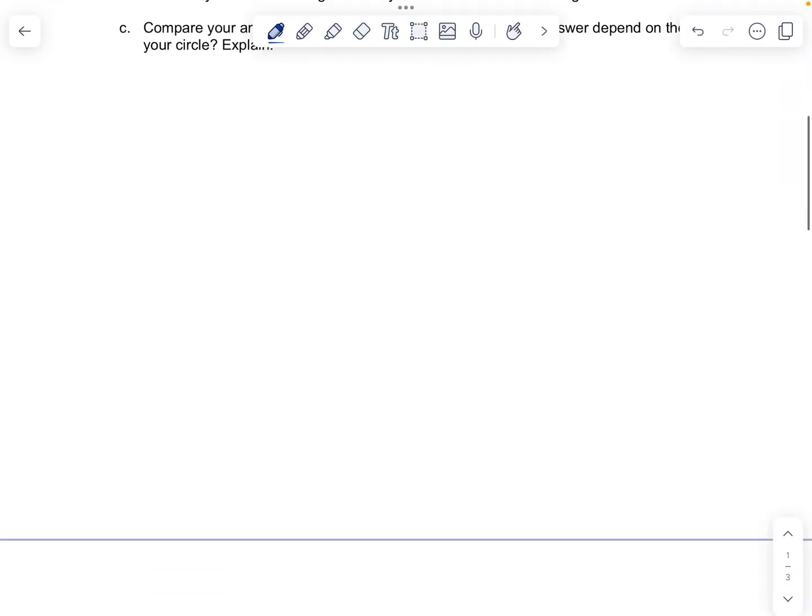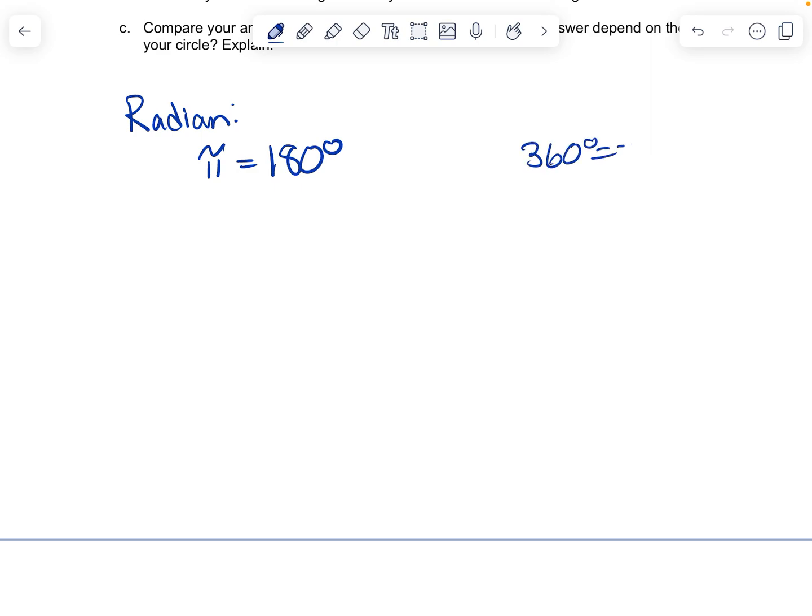So today you did an activity with radian measures. What we found was that radian measures are similar to Celsius and Fahrenheit. Radian is a different way to measure. And we know that pi radians equals 180 degrees, and that 360 degrees is then 2 pi.